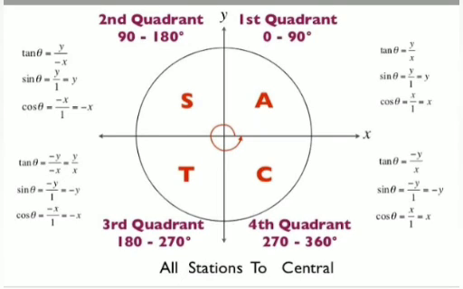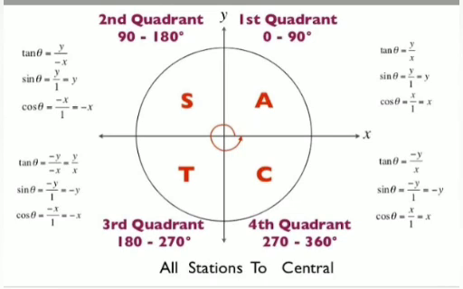In short, we can write A, S, T, C. For quadrant first, we can write A. For quadrant second, we can write S. For quadrant third, we can write T. And for quadrant fourth, we can write C. To remember this, we can use "add sugar to coffee", or "all stations to central". A for all positive, S for sine and its reciprocal positive, T for tan and its reciprocal positive, C for cos and its reciprocal positive.